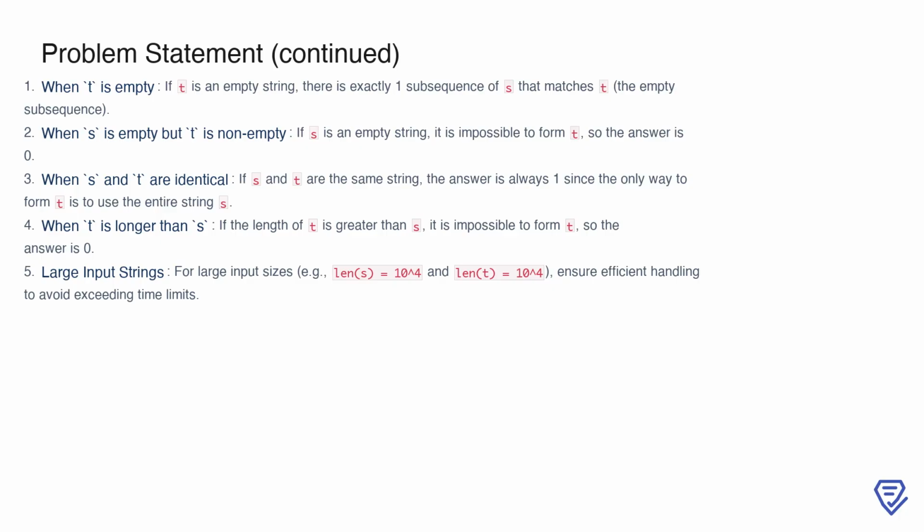There are also some key edge cases to consider. First, if the target string T is empty, there is exactly one subsequence of S that matches T, which is the empty subsequence. On the other hand, if S is empty while T is non-empty, it becomes impossible to form T, so the answer is 0. If S and T are identical, there's only one way to form T, which is to use the entire string S. Another edge case occurs when T is longer than S. In this scenario, it's impossible to form T because there aren't enough characters in S, so the answer is 0.